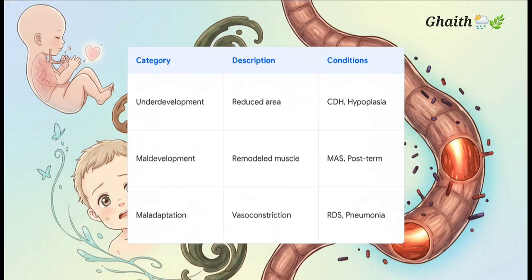Grouping your patients this way is a game changer because it immediately informs your expectations for their clinical course. Underdevelopment involves a reduced cross-sectional area of the vasculature. Think congenital diaphragmatic hernia. Next is maldevelopment, which features abnormally thickened musculature in otherwise normal lungs, and that's strongly associated with meconium aspiration syndrome or post-term deliveries. Finally, maladaptation. This is active vasoconstriction driven by parenchymal disease, like RDS, pneumonia, or sepsis.